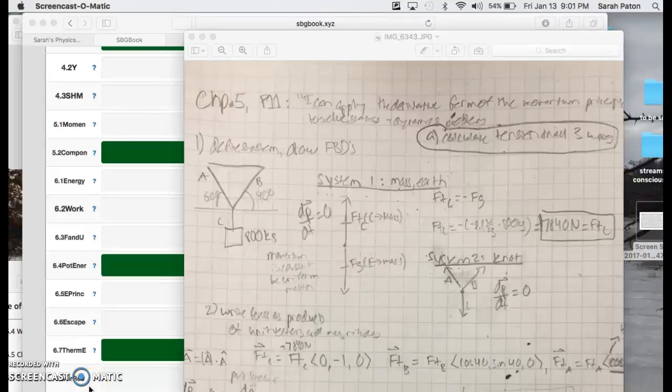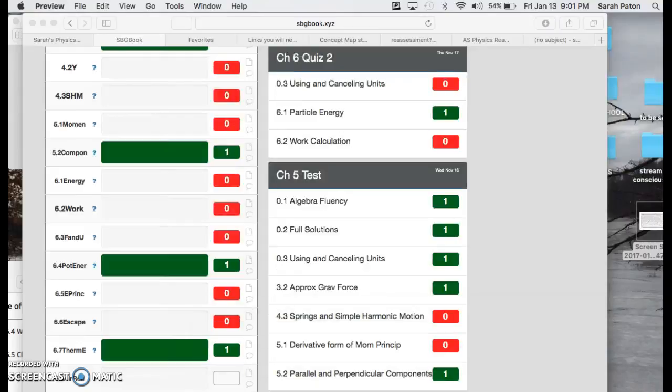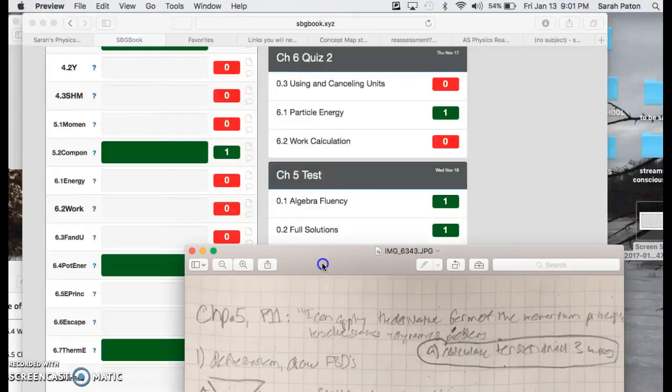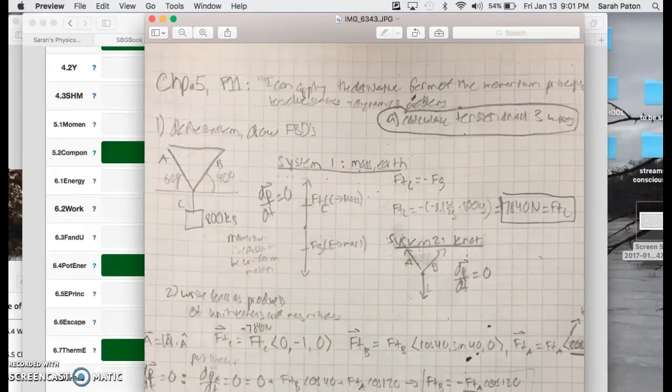Mr. Burke. I'm here to reassess Standard 5.1, that I can apply the derivative form of the momentum principle to solve statics and dynamics problems. The problem I chose was a statics problem. The first thing I did, also the last time I got it wrong, was my Chapter 5 test. So I looked back on that and here it is.